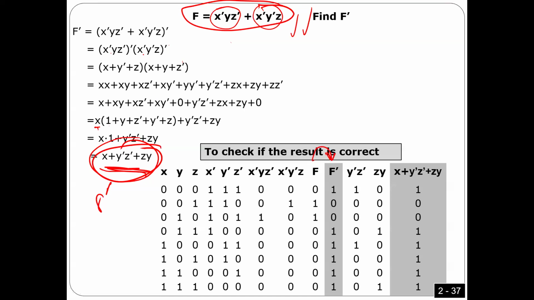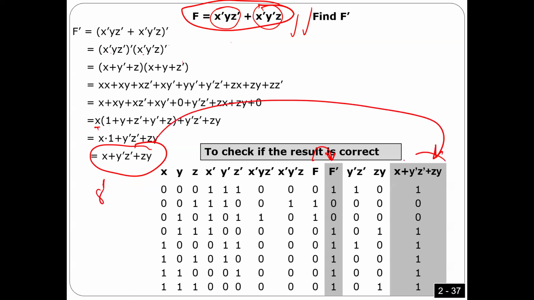How? Just flip the bits. If f is 0, f prime should be 1. This 1 becomes 0, 1 becomes 0, and so on. Now I just want to make sure. I want to check if this f prime is true. So I'm going to implement this one here, and I already have f prime. If you compare, you will find they are equal. So it is true, this one is f prime of this one. You understand what I'm saying? So let me say again what I did.